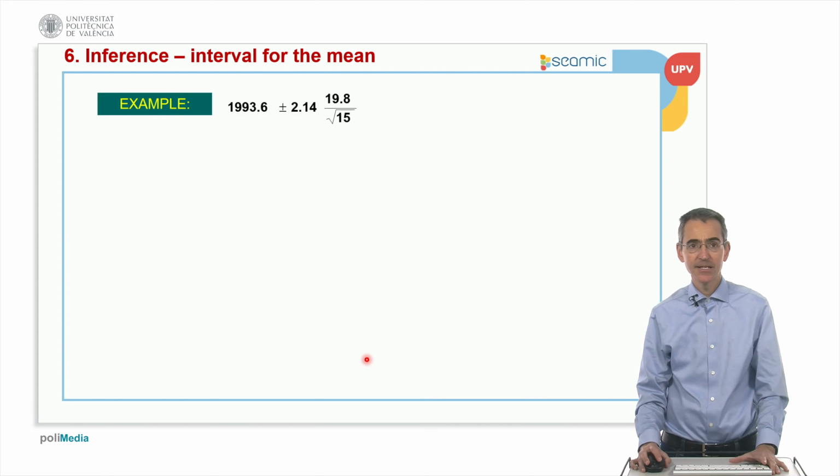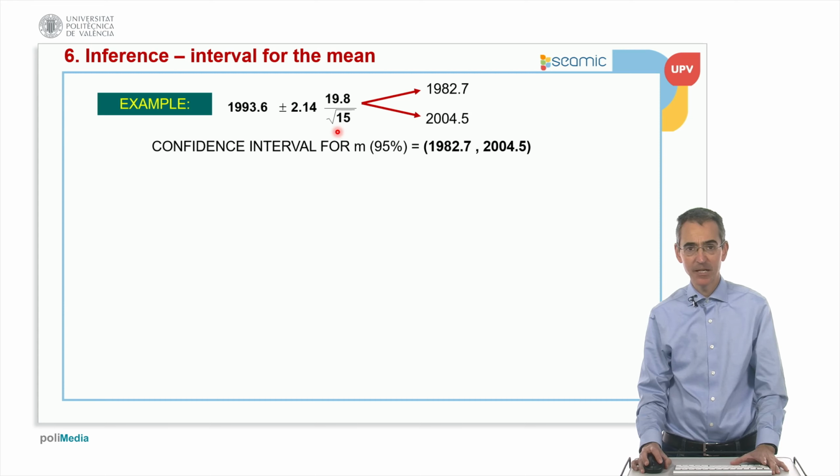Good. So an example, following with the example that we were explaining in the previous video, we have this. So the sample average plus minus critical value of the t was 2.14, standard deviation divided by the square root of n was 15. So we have this lower limit on the left and the upper limit. So the confidence interval for m with 95% confidence will be this one.